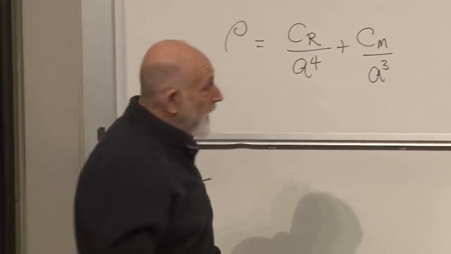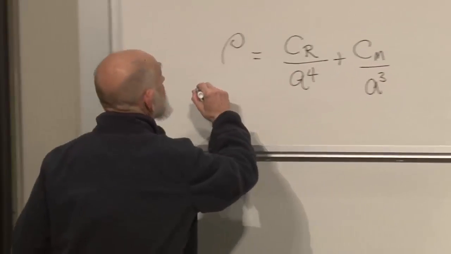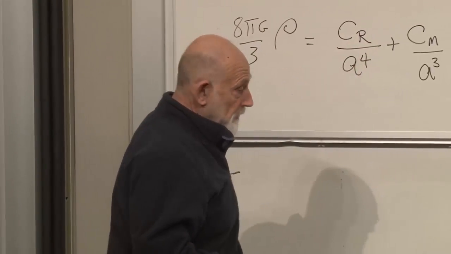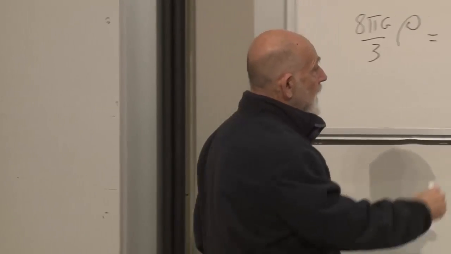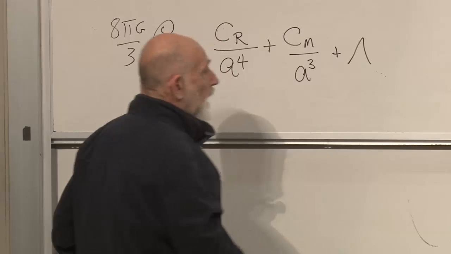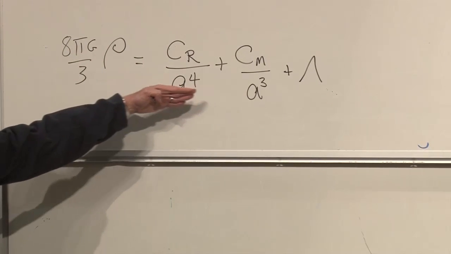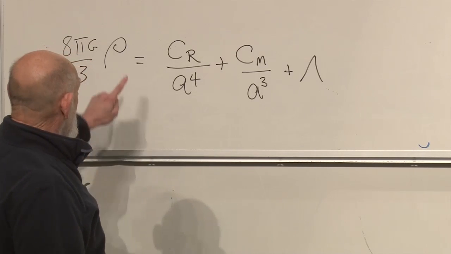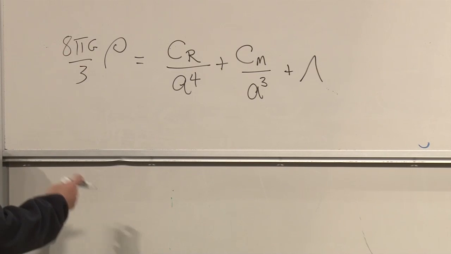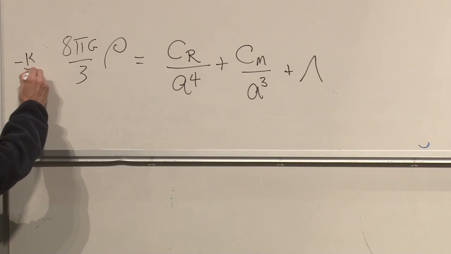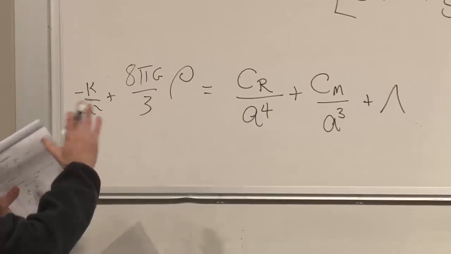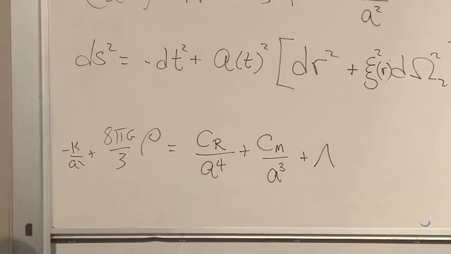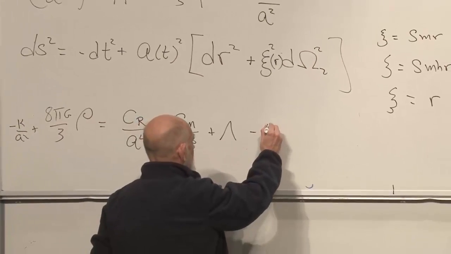Then there's the possibility of vacuum energy. Let's actually put here 8 pi G over 3 and continue to use the right-hand side the way I've written it. Then the vacuum energy would be times lambda, the cosmological constant. That does not dilute with increasing radius. That's it. But let's add in to rho, let's add in minus k over a squared. In other words, let's include this as part of rho, and then we will put in here minus k over a squared.